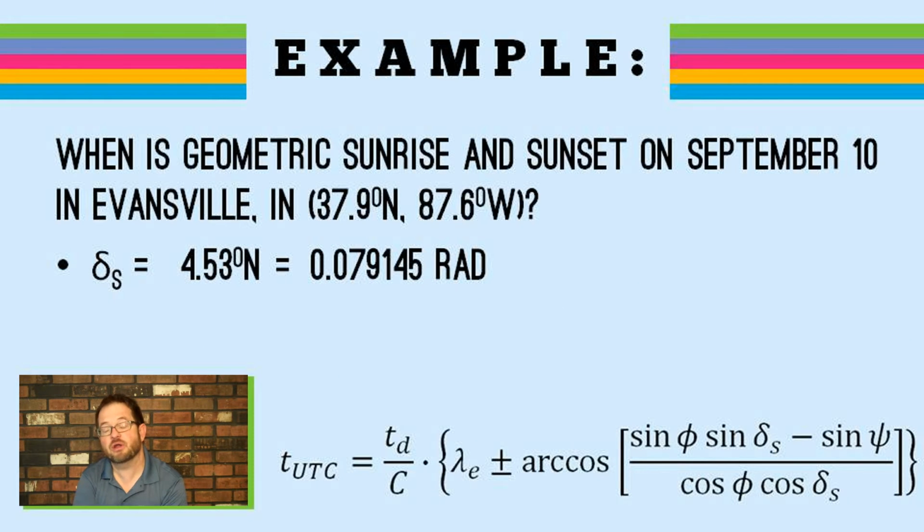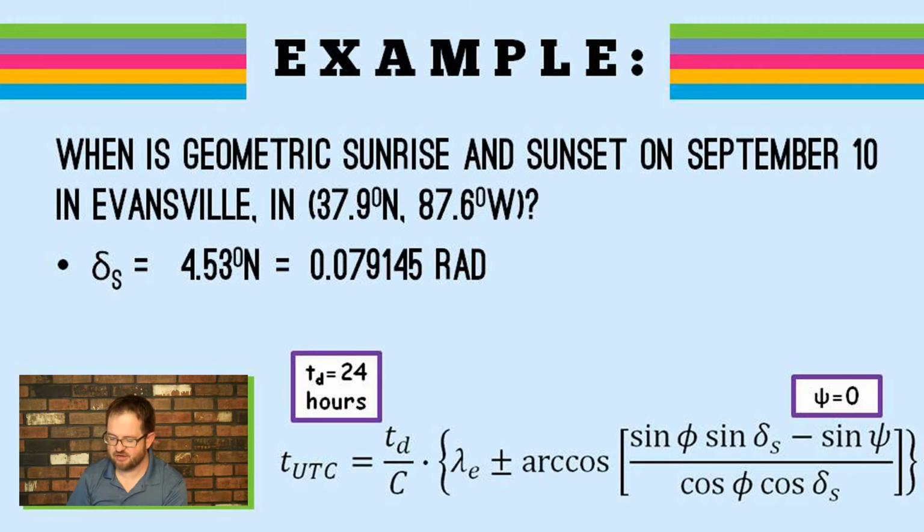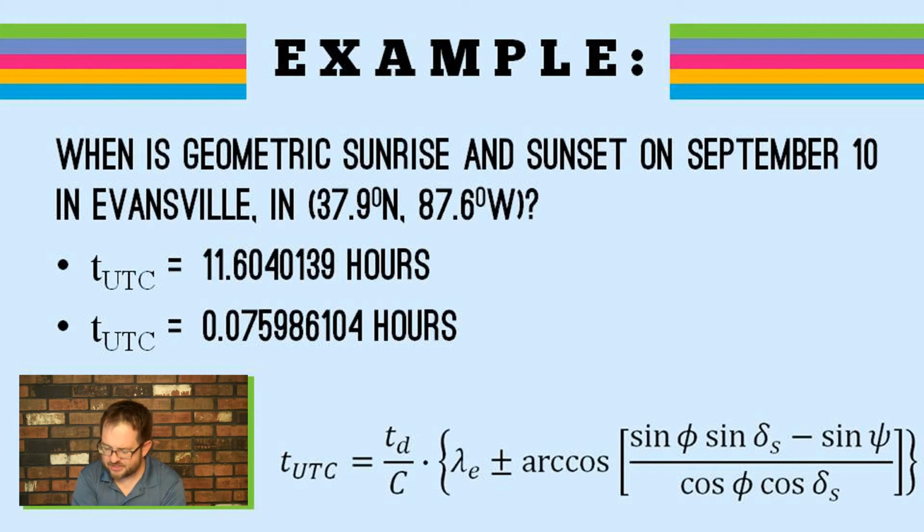Now we're going to plug that into our equation that tells us the time in UTC at which a given solar elevation angle happens. We plug in here that psi is equal to 0. That is the angle we're looking for. T_D, remember, is 24 hours, just to remind you of a few of these constants. Well, there's a plus or minus there, and that plus or minus is the trick here. You can see we actually end up with two answers. You end up with a solution that T_UTC is equal to 11.6 hours, and you get T_UTC is equal to 0.07 hours. What does this mean?